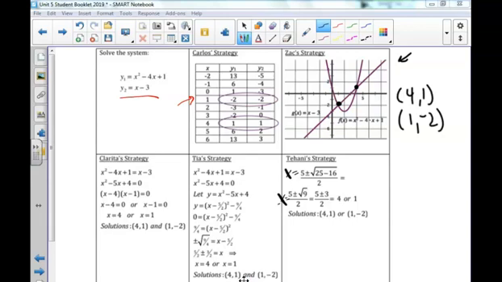So let's move now to Clarita's strategy. Clarita loves to factor, if you recall. In order to factor, we want to set the equations equal to each other, then combine like terms and get 0 on one side. Remember, when you cross the x-axis, y is always 0. Therefore, if we combine like terms, we should get a quadratic function x squared minus 5x plus 4 equals 0.